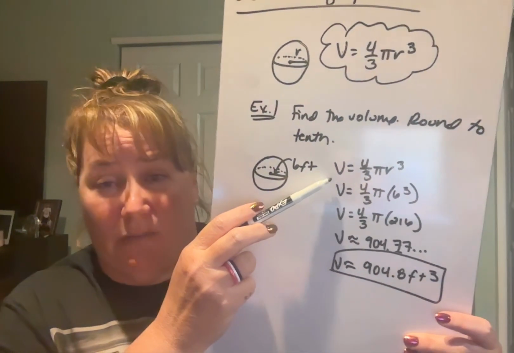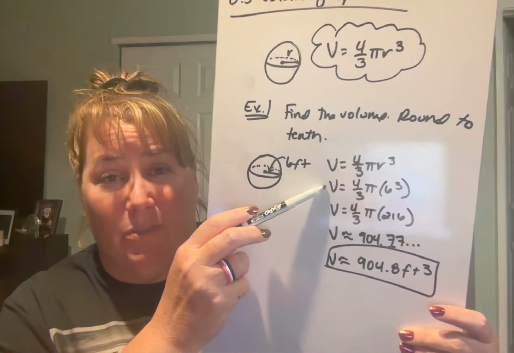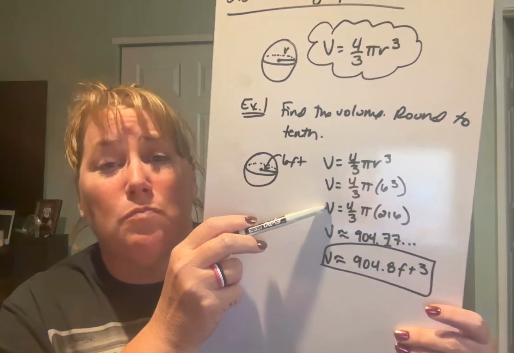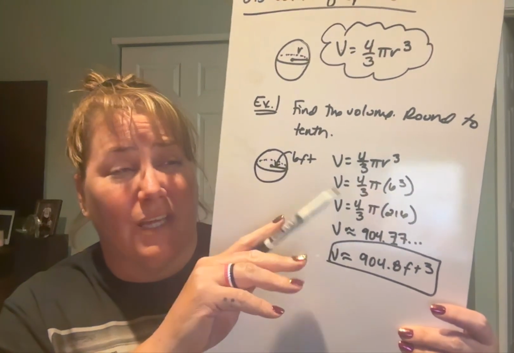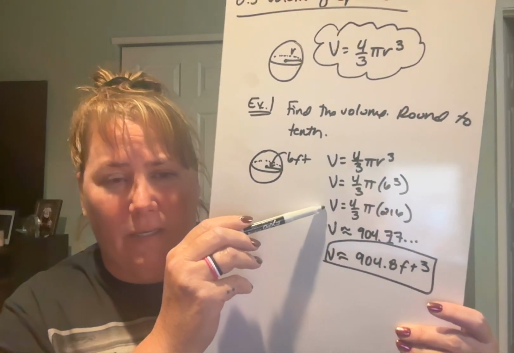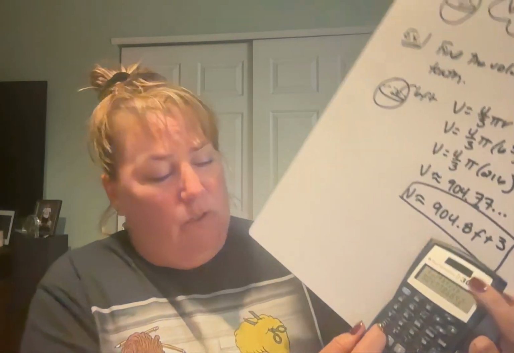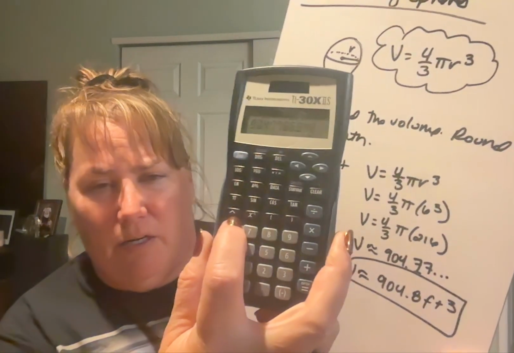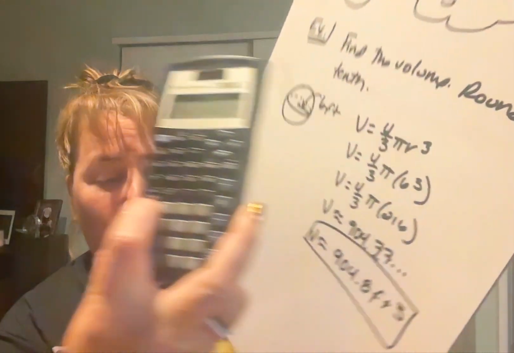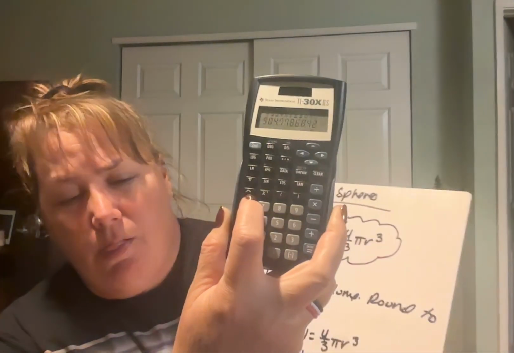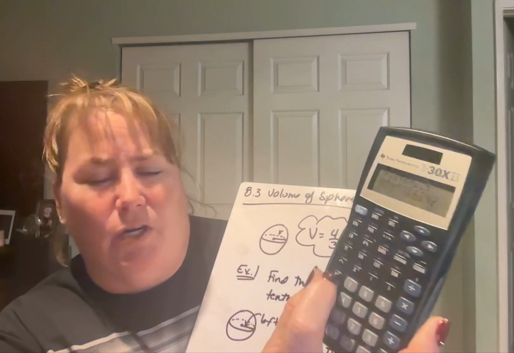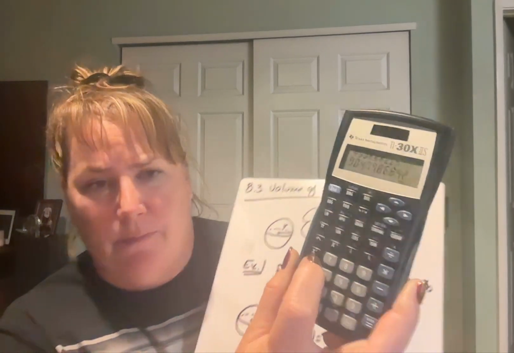Step 1, the same. Write the formula. Step 2, plug in the numbers. Step 3, cube the radius. Before it was square the radius, now we're going to cube it. Okay? And you're going to use that caret key, which is right there, the bottomless triangle. I'm going to use that key right there. And it's right above your x squared key. That's your exponent key.